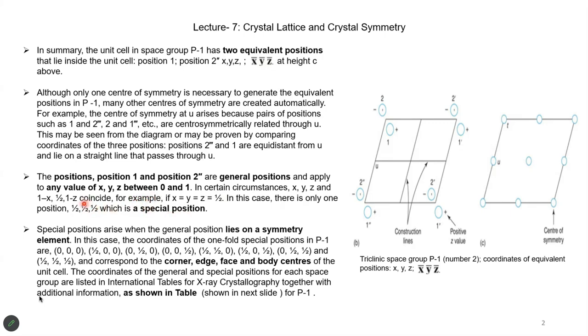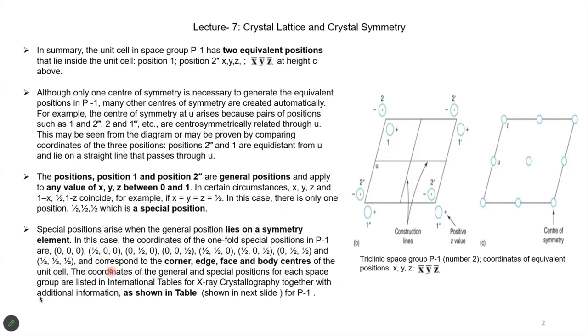In this case, the spatial position is half, half, half, and so forth. I said this already: a special position arises when the general position lies on a symmetry element. So if we see the special positions of space group P bar 1, these are 0, 0, half; 0, half, 0; half, 0, 0; 0, half, half; half, 0, half; half, half, 0; and half, half, half.